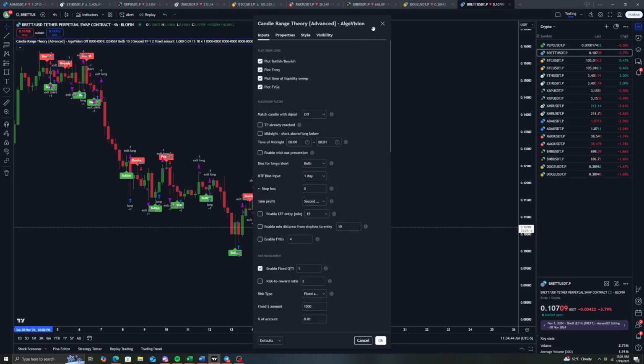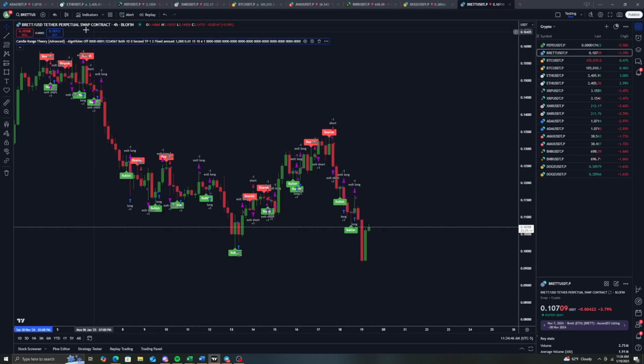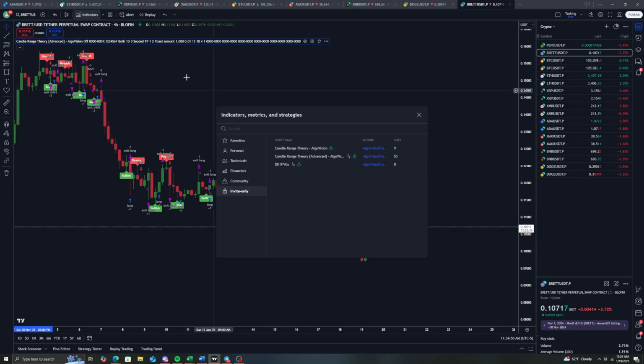Just going through it real quick, after purchasing it on our website, which is algovisiontrading.com, you'll go to your indicator tab on TradingView, go to invite only, and we'll have it shared with you. It'll be the Candle Range Theory Advanced AlgoVision, and it should show this little thing right here. That means it's a strategy.